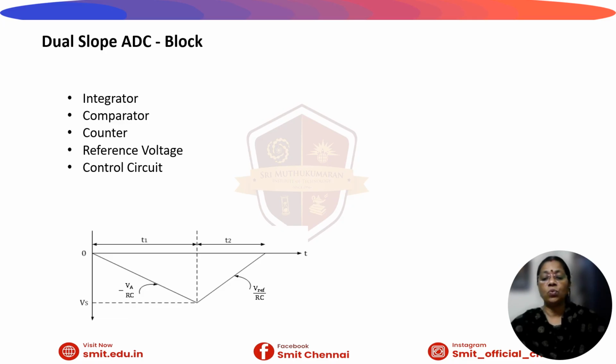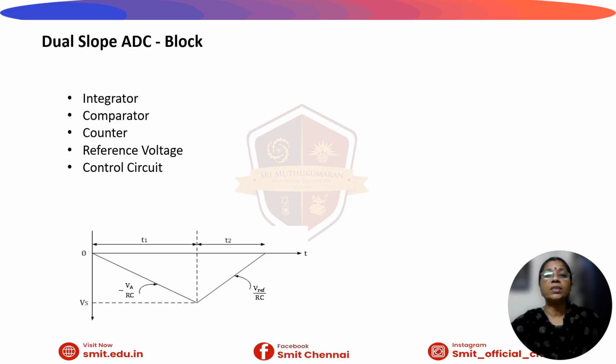The next phase is the downslope de-integration phase. The switch disconnects V in and connects the known reference voltage minus V reference, of the opposite polarity, to the integrator. Because the reference has opposite polarity, the integrator output ramps downward towards 0 volt. The counter starts counting clock pulses the moment the downslope begins. When the integrator output hits exactly 0 volt, the comparator stops the counter. The time this takes is known as T2.